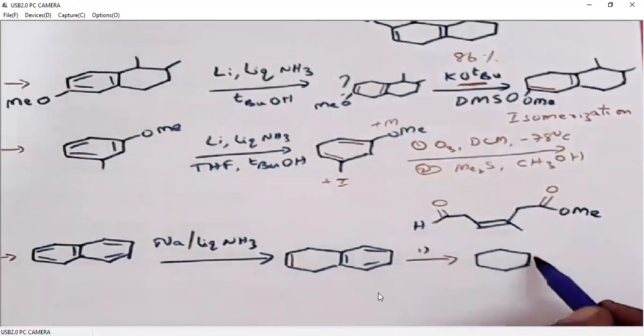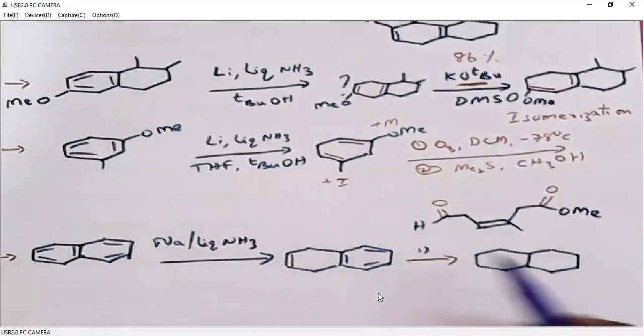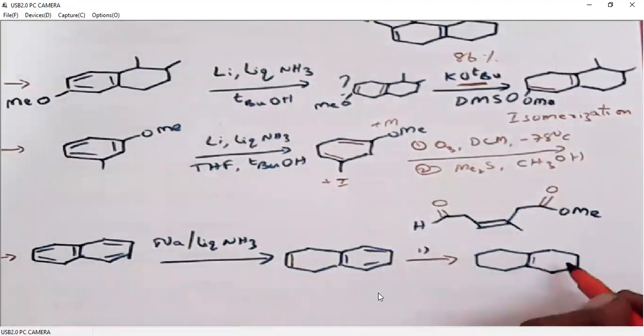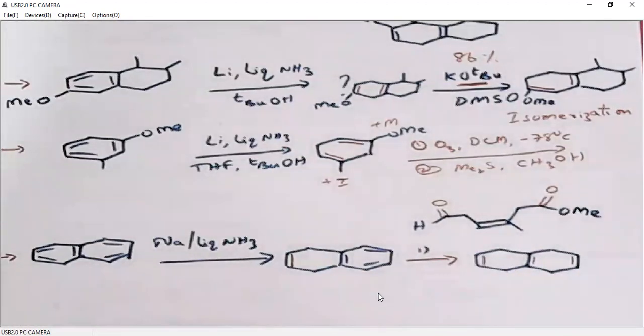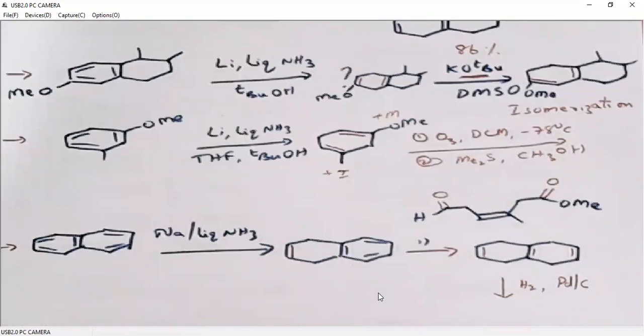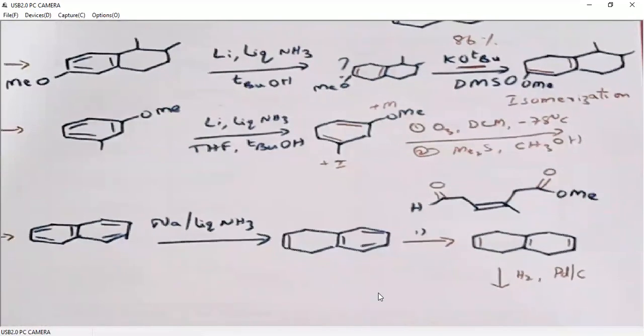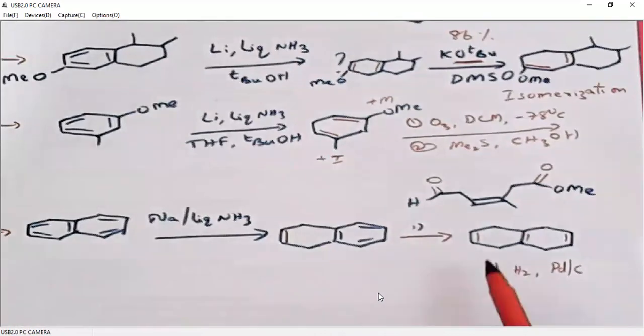When we continue this, the product will be this one. We have 3 alkene groups, and when we want to reduce it with hydrogen and palladium on carbon, these are surface reactions where the reagent will preferentially approach the molecule from the less sterically crowded surface, so the alkene which is less sterically crowded will undergo easy reduction compared to the alkene which is more substituted.